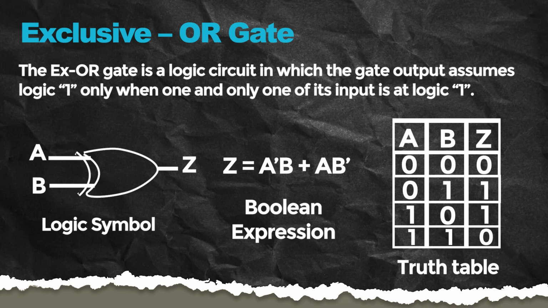You can see that in the OR gate, when both the inputs are 1 also, the output is 1. But here in the exclusive OR gate, when both the inputs are 1, the output is 0. That means this exclusive OR gate can be used as a parity checker. When there are an even number of 1s, the output will be 0, and when there are an odd number of 1s, the output will be 1.